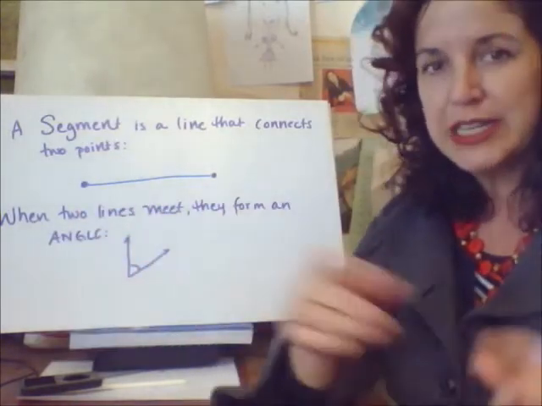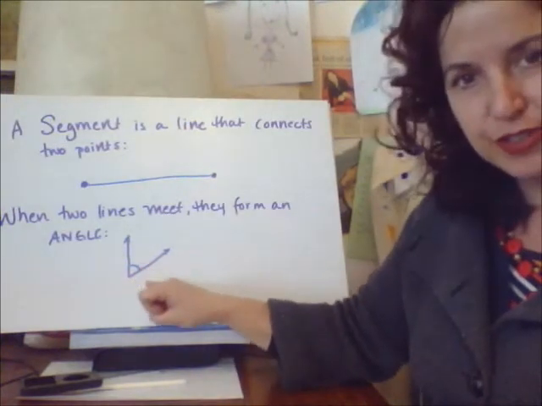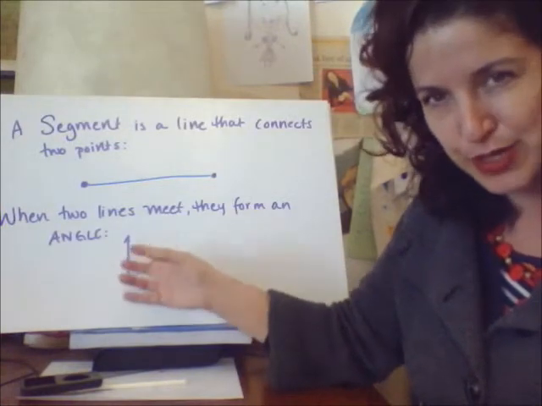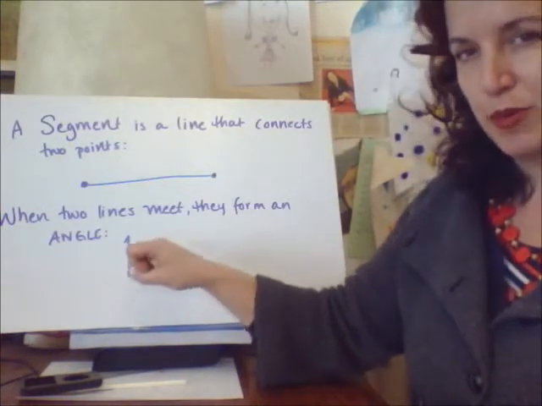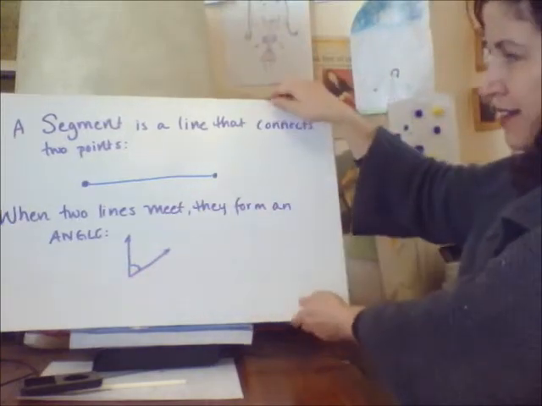Okay? When two lines meet, they form an angle, and this little half circle there is how we designate that that angle is present. I mean, we know it's there, but when we're trying to refer to it, we put this little half circle there. So that's an angle.